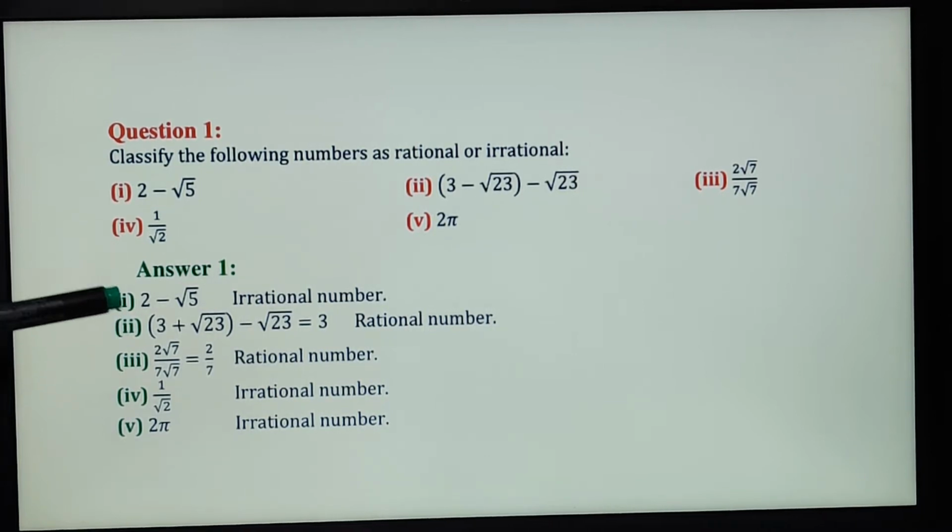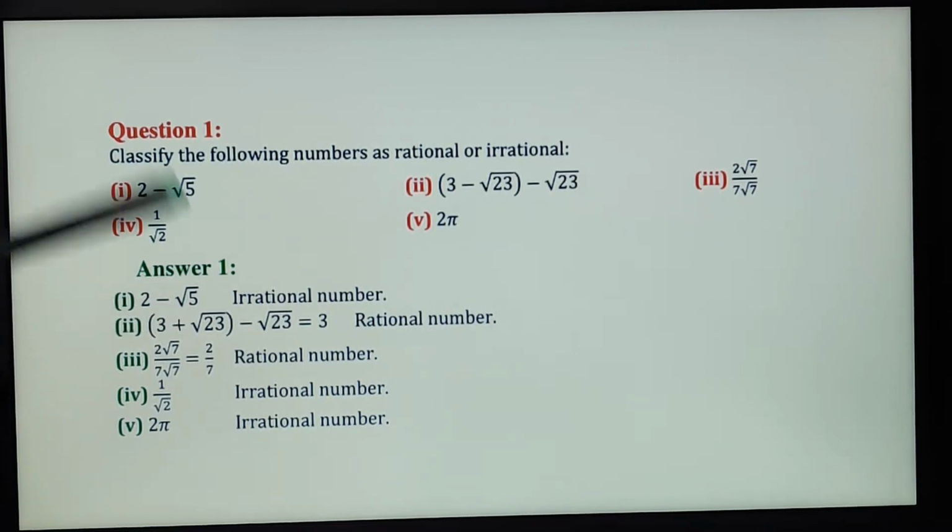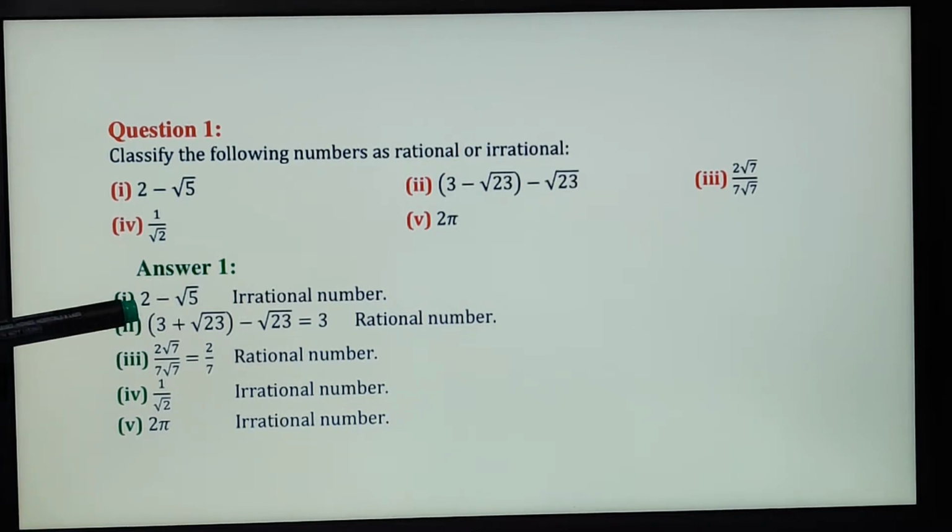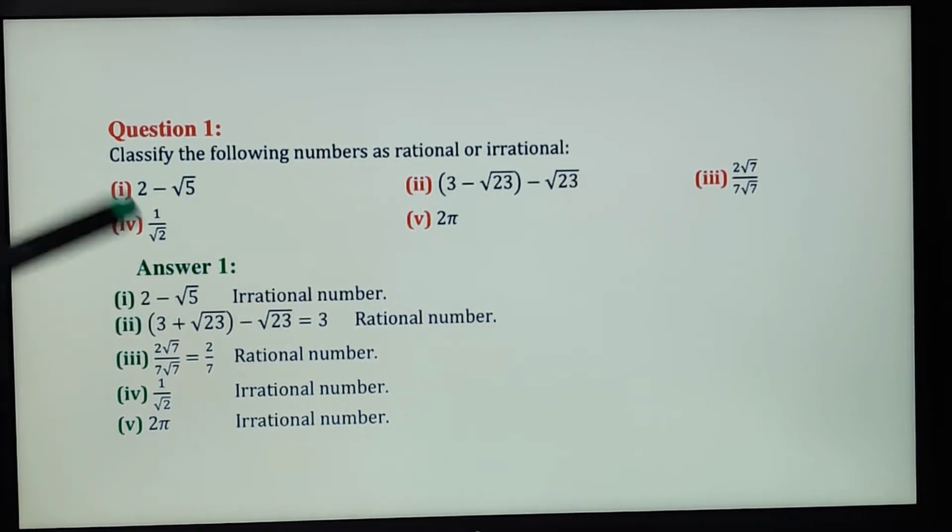So question number 1 is 2 minus root 5. Here 2 is a rational number but root 5 is irrational. So we know that rational minus irrational is always an irrational number.